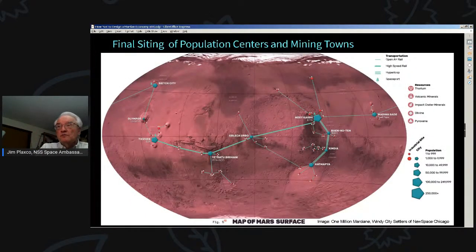This graphic is from our design submission. It shows the final siting of our population centers and mining towns. It also shows the layout of a global transportation system.